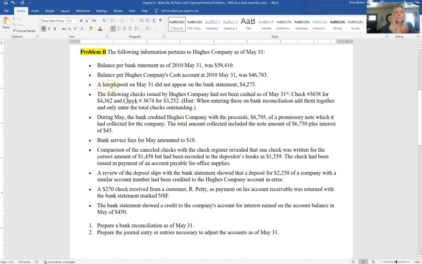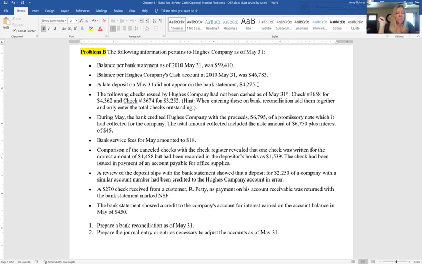All right, so the next thing says a late deposit on May 31st did not appear on the bank statement. And it's $4,275. So how does that happen? Typically, a bank has a cutoff, 2 o'clock, 4 o'clock, whatever it is. So if you go to the bank after 2 o'clock or whatever their cutoff is, then they're not going to record that deposit until the next day. However, Hughes Company actually did make the deposit on May 31st. So they're going to go ahead and record that deposit on their books. But the bank won't actually process the deposit until June 1st because it wasn't deposited until after their cutoff.